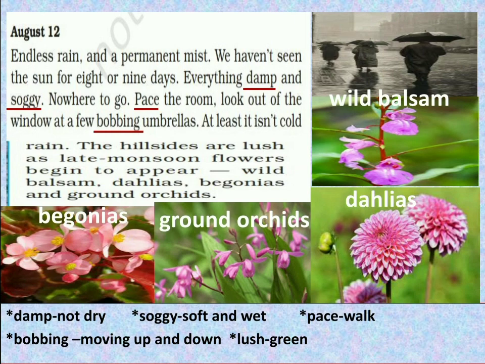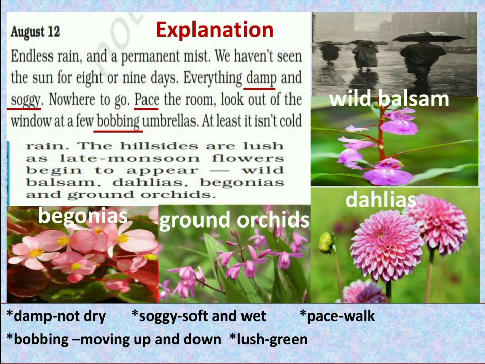Now, on August 12th, endless rain and a permanent mist. We haven't seen the sun for 8 or 9 days. Everything damp. Damp means not dry. And soggy. Soggy is soft and wet. Nowhere to go. Pace the room. Pace means walk. Look out of the window at a few bobbing umbrellas. Bobbing is moving up and down. At least it isn't cold rain. The hillsides are lush. Lush means green. As late monsoon flowers begin to appear. Wild balsam. So you can see here in the image wild balsam, then dahlias, then begonias and ground orchids.